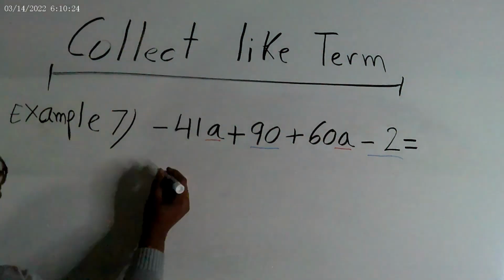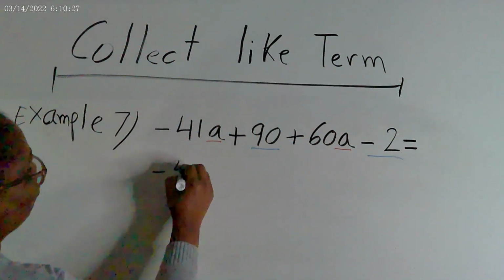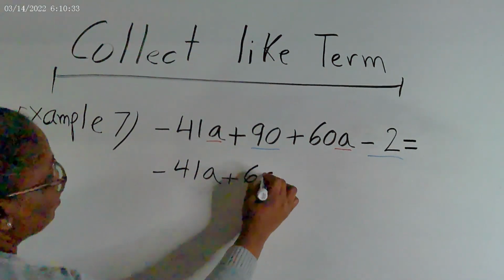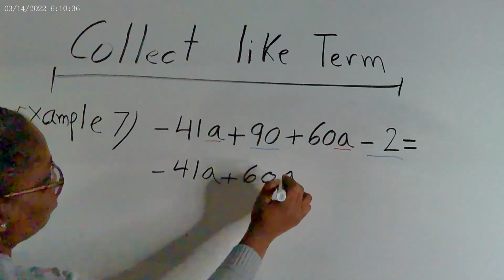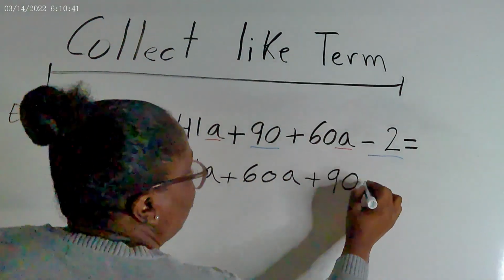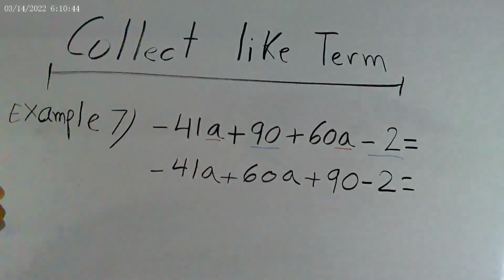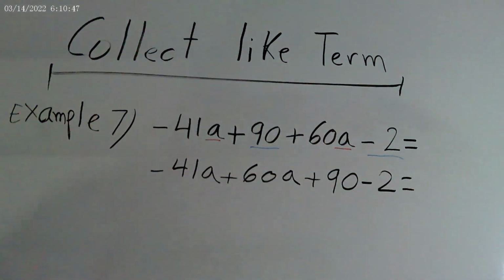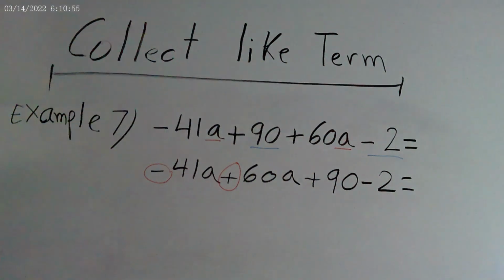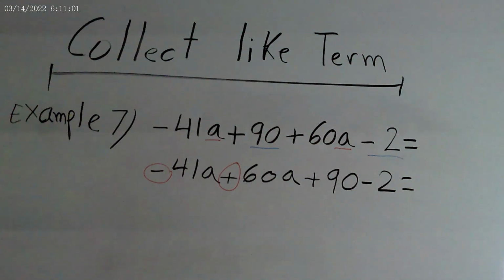So minus 41a plus 60a. Okay? And then plus 90 minus 2. Okay. So, because the signs are different, you are going to do subtraction. You are going to do subtraction.